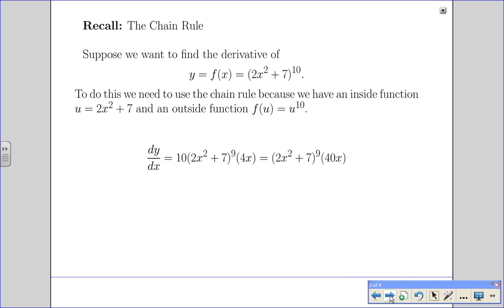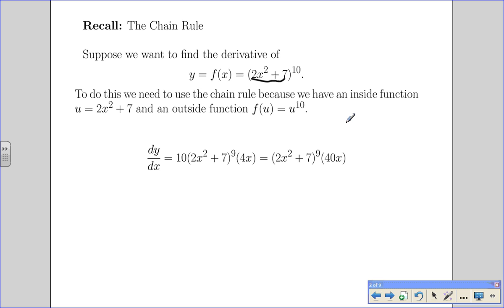Here we have an expression that f of x is the quantity 2x squared plus 7 all raised to the 10th power. And if we take a derivative of that, we notice that we have an inside function and an outside function. The inside function is the 2x squared plus 7. That's this function inside the parentheses. The outside function is going to be that thing raised to the 10th.